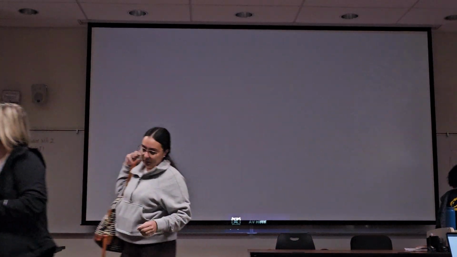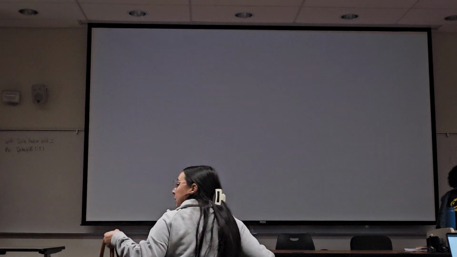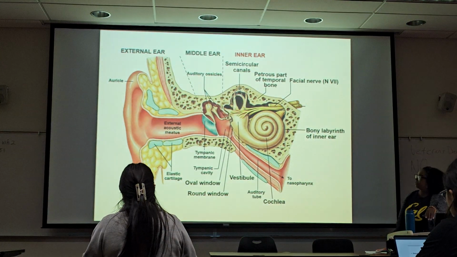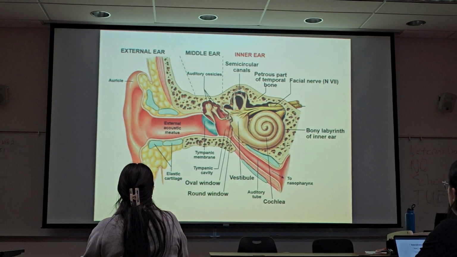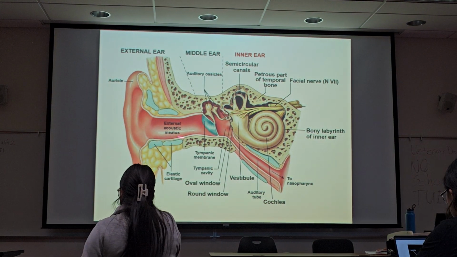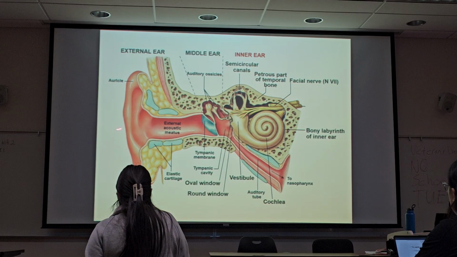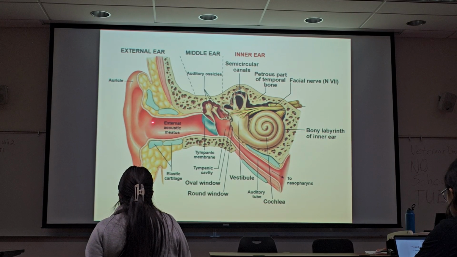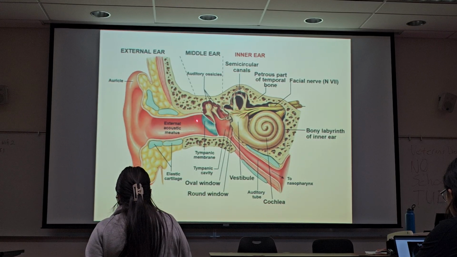that one. Okay, so we're gonna go back to inside of the inner ear. We're gonna make our way into the inner ear. So we started out here at the auricle, the ear, then inside the external acoustic meatus, and then we were at the tympanic membrane.